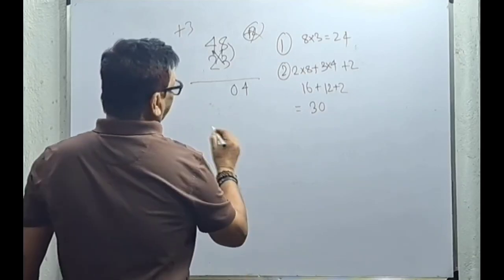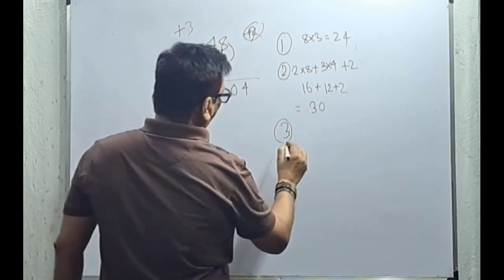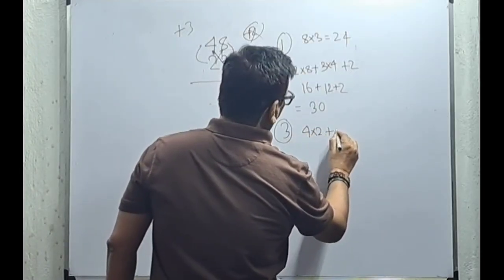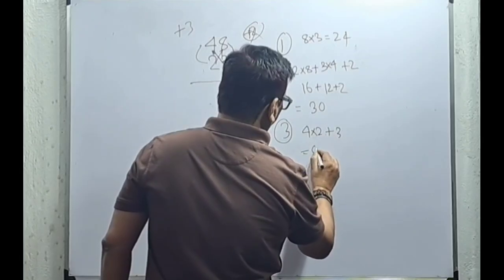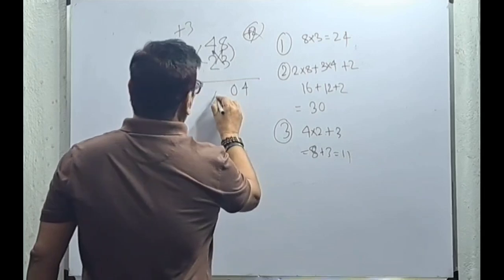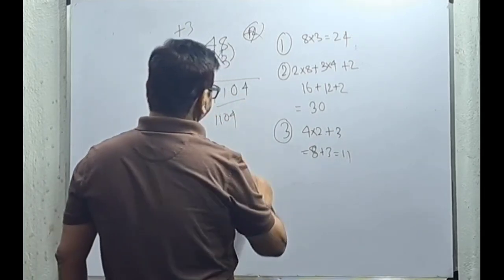Right? Now third step is multiply these two. 4 multiplied by 2 plus the carry, that is 8 plus 3 is equal to 11, right? 11. So that's your number, 1104.